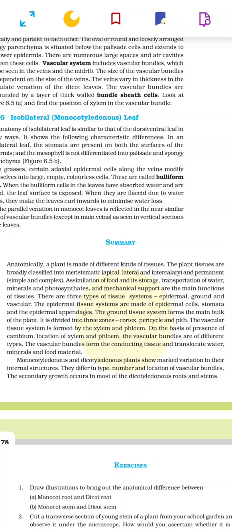Monocotyledon and dicotyledon plants show marked variations in their internal structure. They differ in type, number and location of vascular bundles. Secondary growth occurs in most of the dicotyledon's root and stem.